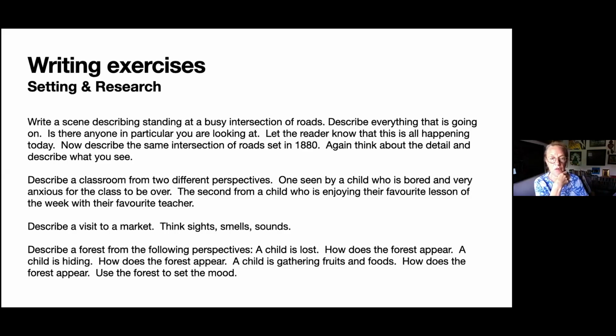Describe a classroom from two different perspectives. One, seen by a child who is bored and very anxious for the class to be over. The second, from a child who is enjoying their favorite lesson of the week with their favorite teacher. Describe the child in the classroom. What is the child seeing? How does the child look at the space? Are they looking with relish at what's being written on the blackboard, or are they just seeing scribble on that blackboard?